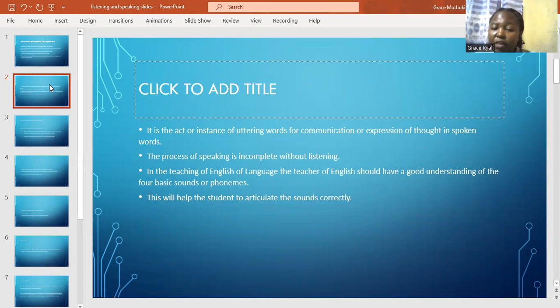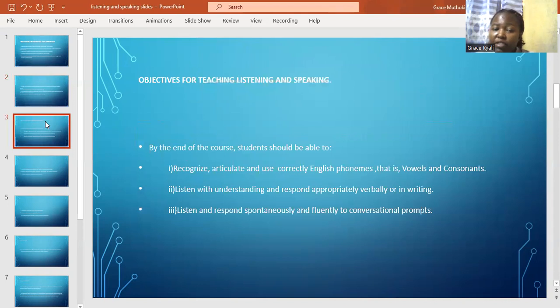In the teaching of English language, the teacher of English should have a good understanding of the four basic sounds or phonemes. These will help the student to articulate the sounds correctly. For you as a teacher, by the end of a listening and speaking class, the learners should be able to do what? Those are the objectives. One, recognize, articulate, and use correctly English phonemes, that is vowels and consonants.